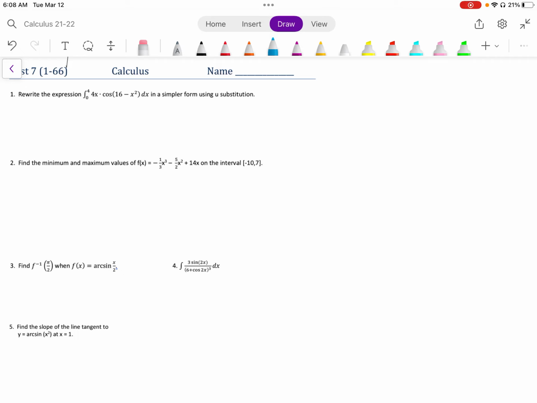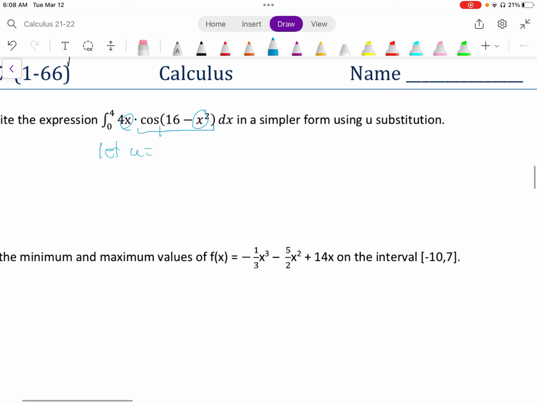Looking at number 1 here, it says rewrite the expression in a simpler form using u substitution. So what we're going to do here is notice that the main function here is cosine, and then we're also going to notice that this x will come from the chain rule when we check using the derivative. So let's go ahead and let u equal 16 minus x squared.